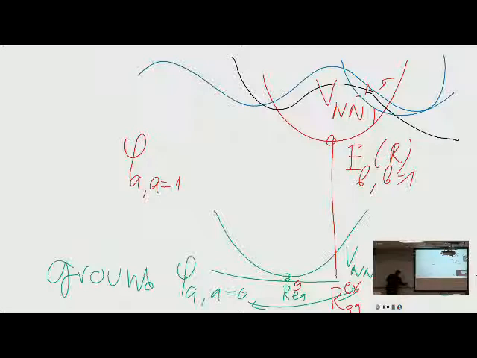So if there is no minimum, then wherever you start, there will be a force dragging the atoms away from being close to each other, and the molecule will decompose.